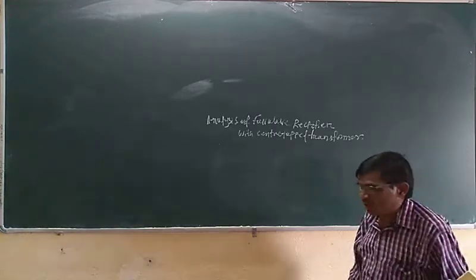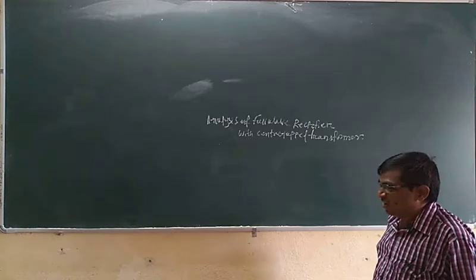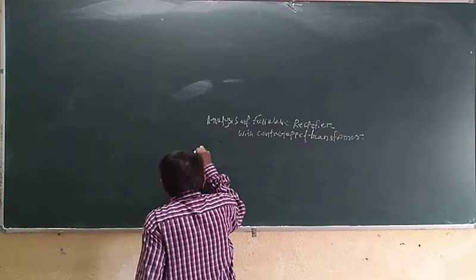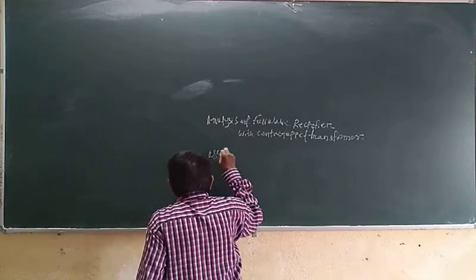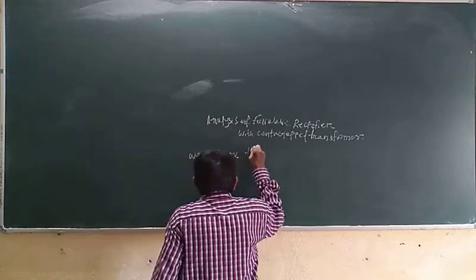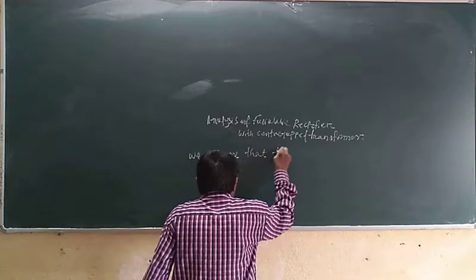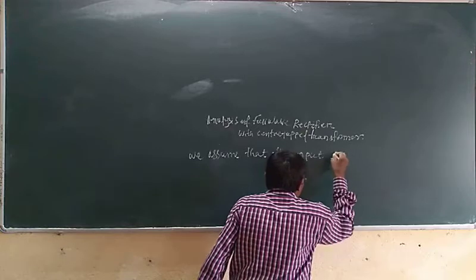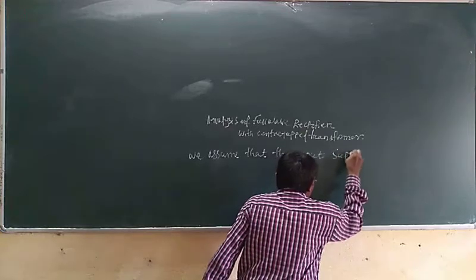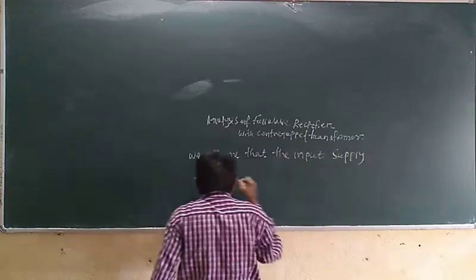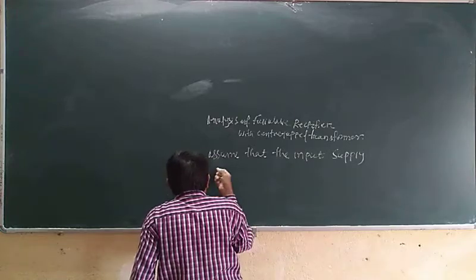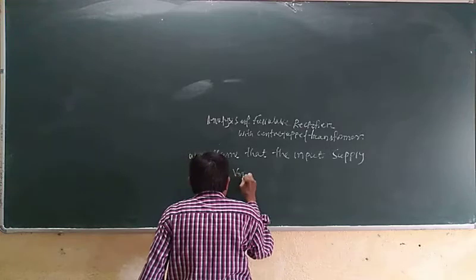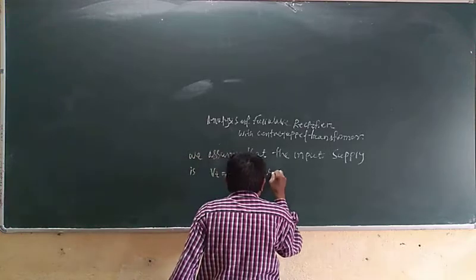Now in this class we are going to discuss the analysis of a full wave rectifier. The input voltage, we assume that the input supply is Vi equal to Vm sin omega t.